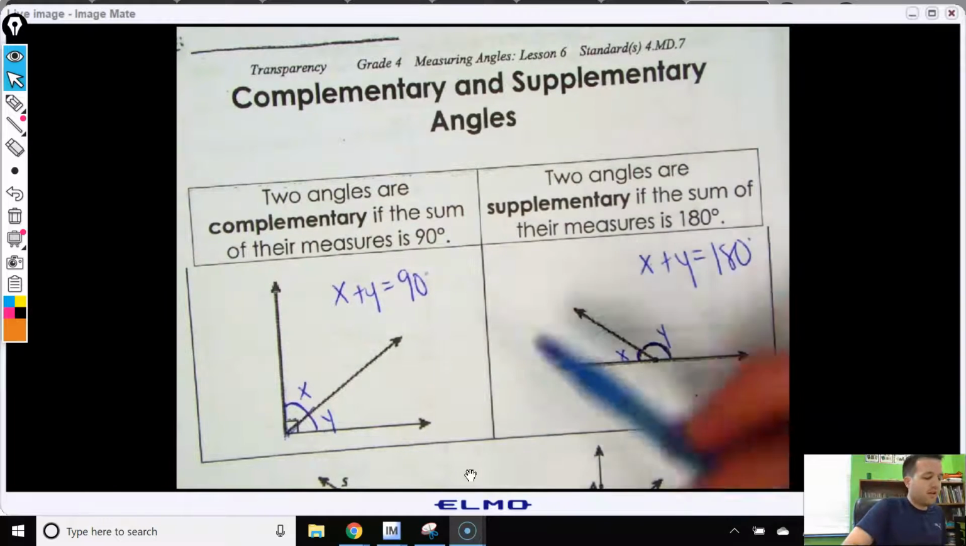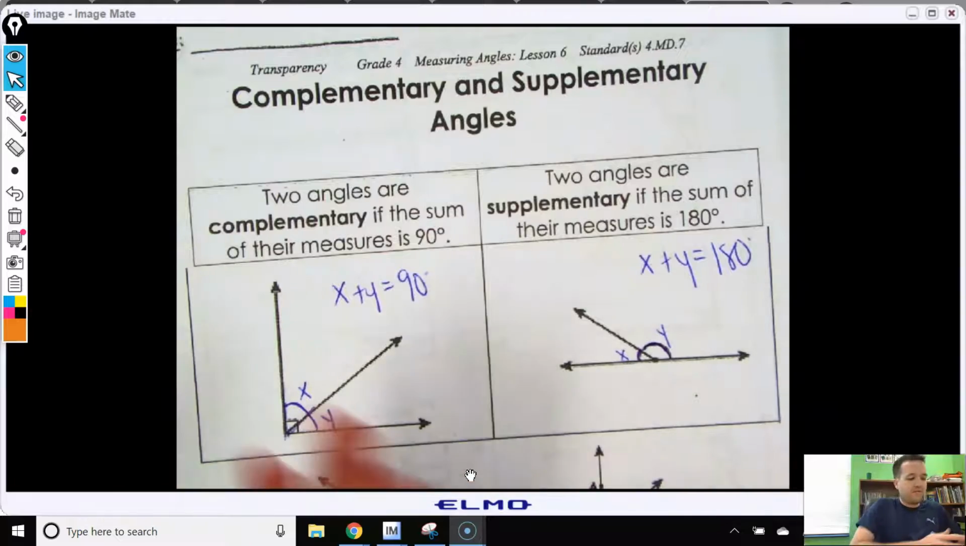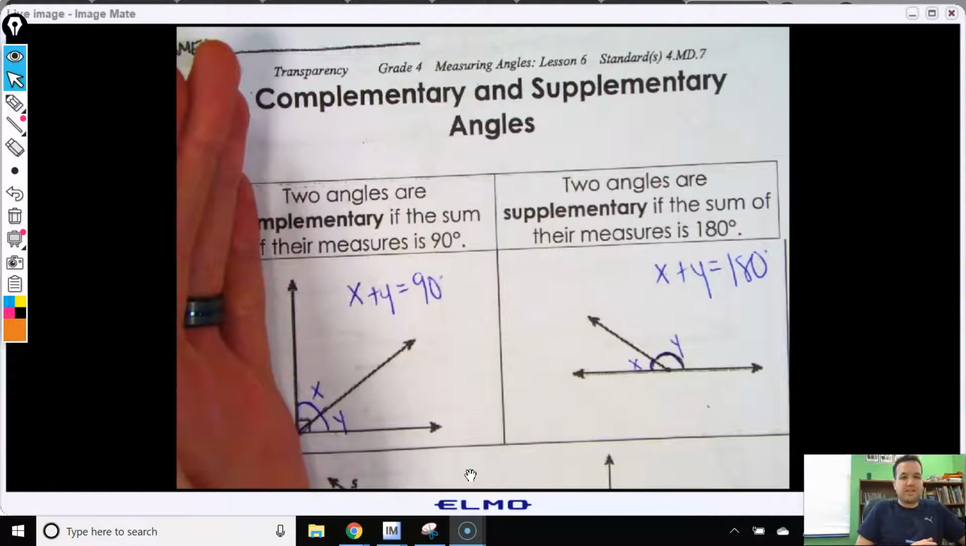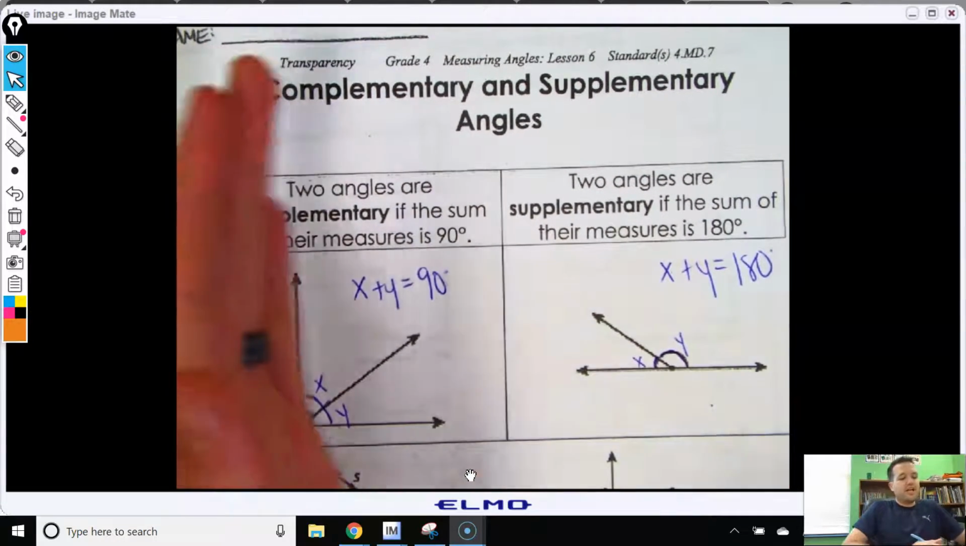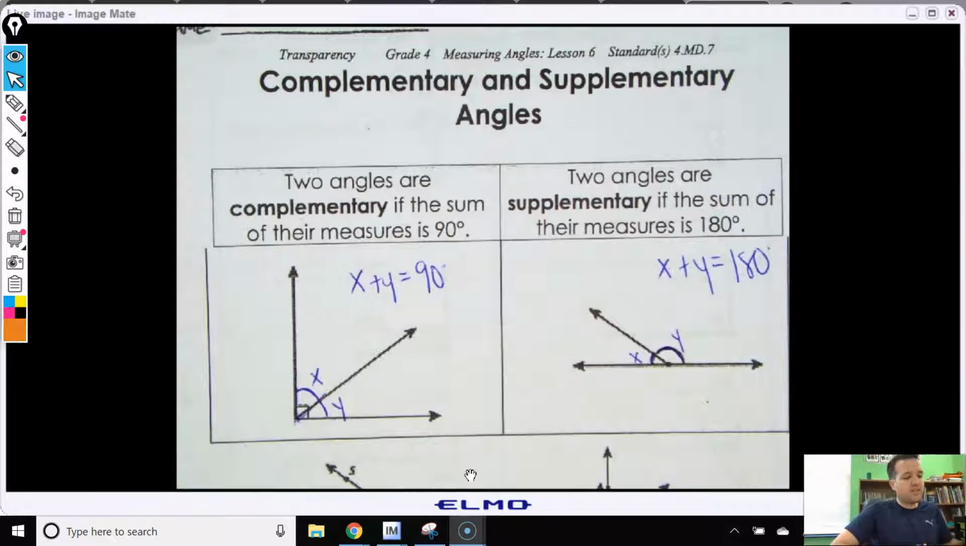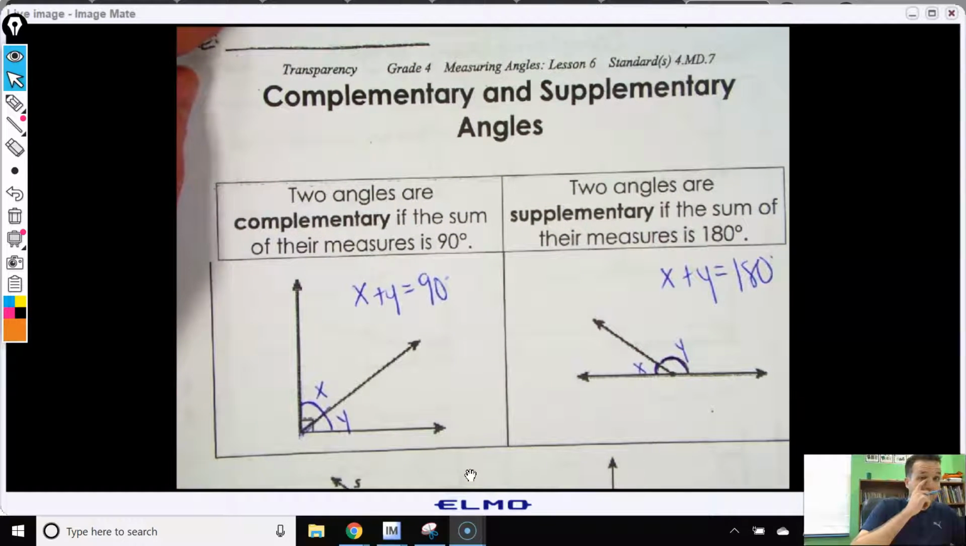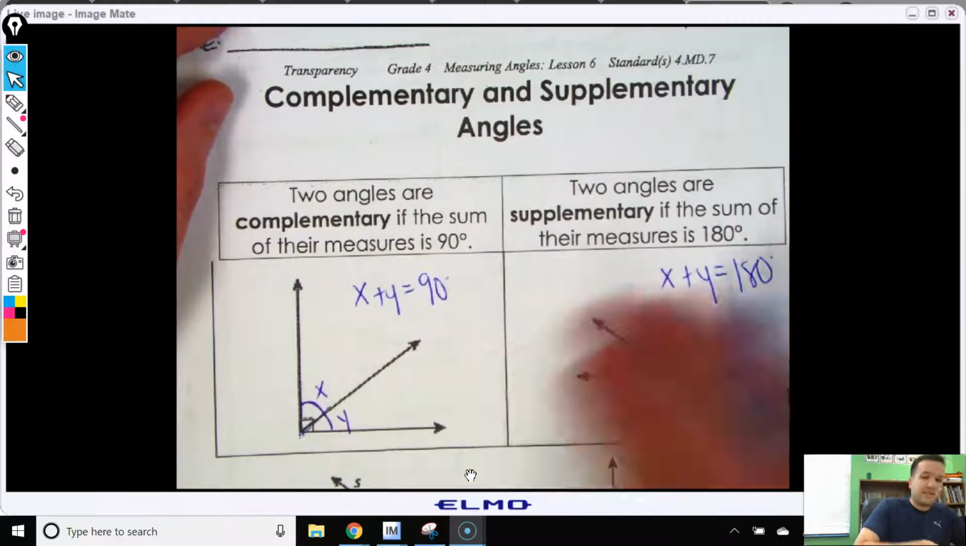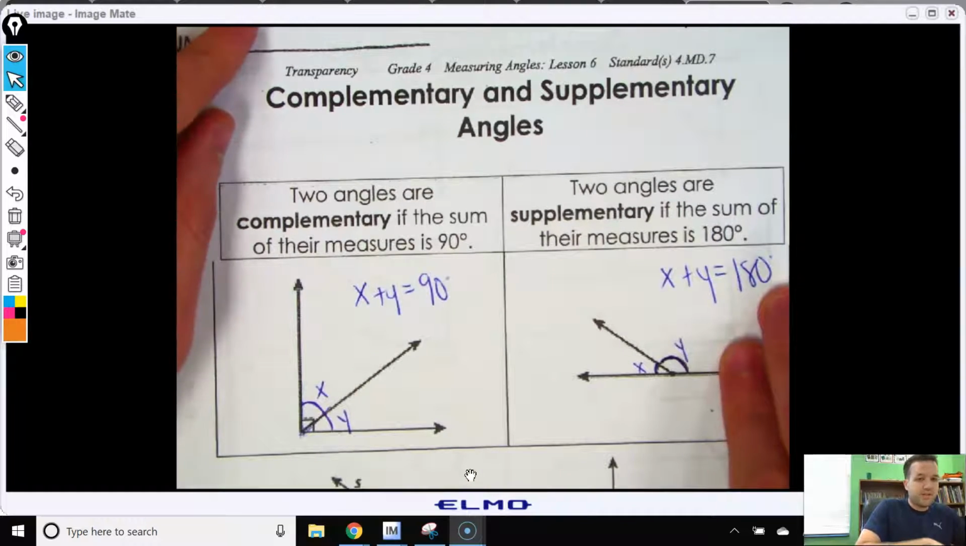So it depends on what you're talking about though. If it's on a right angle, we're talking about complementary angles. If it's on a straight angle, we're talking about supplementary angles. So how do we tell the difference? Here's a little trick, and if you haven't written this down, obviously write this down, pause the video, and make sure you do that.